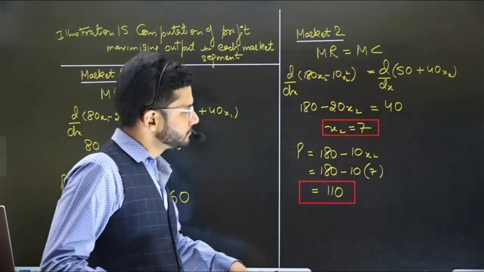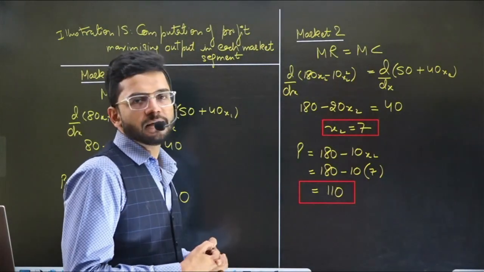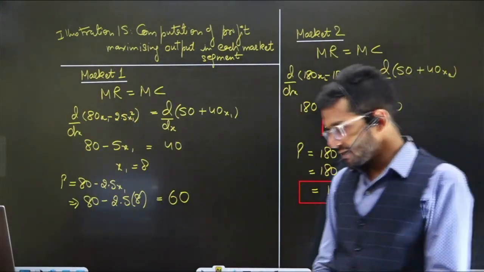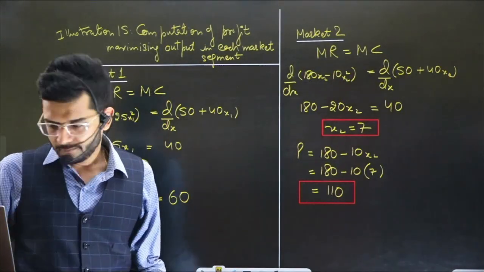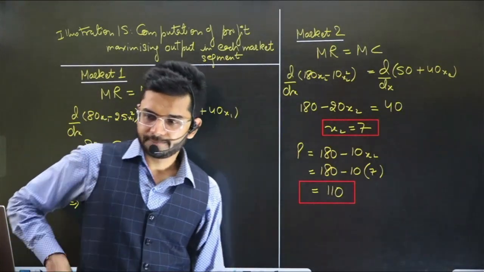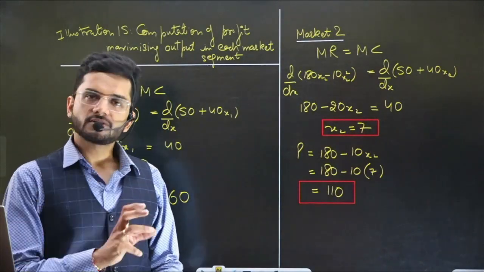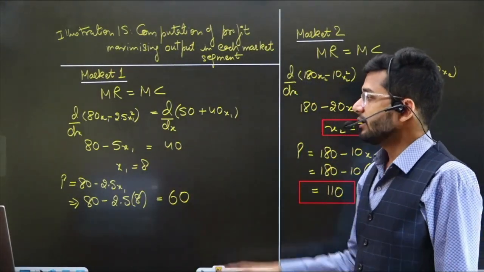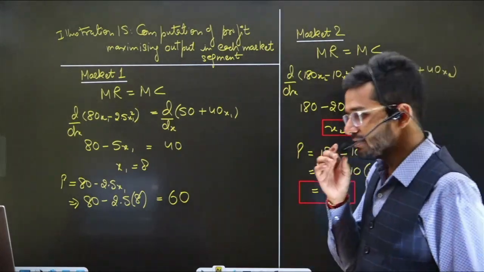Let's conclude. In market segment 2, the profit maximizing output is 7 units and the price is rupees 110. I hope we have written the conclusion for the first part also, guys. If you have not written, please write the conclusion for the first part also. In market segment 1, the profit maximizing output is 8 units and the price is rupees 60.